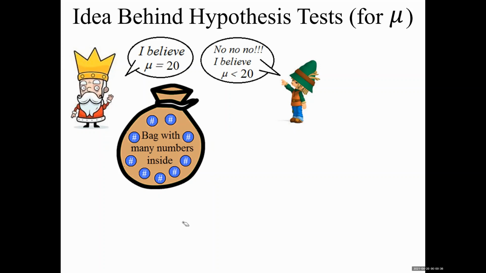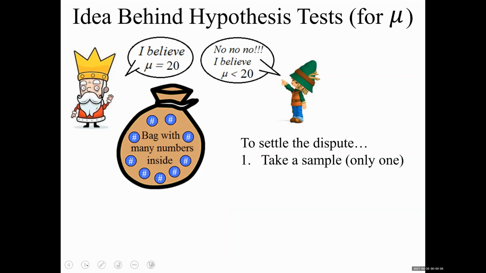So what do we do? Again, you do what you always do in a stats class. You take a sample. It's like you put your hand in the bag and take some numbers out, and you calculate the average of the numbers in your sample, which is X bar. Because that's the best you can do. You take as many numbers as you can out and calculate the average of those, and based off this answer, you'll decide who to believe. So the way we decide who to believe is we take a sample and calculate X bar.